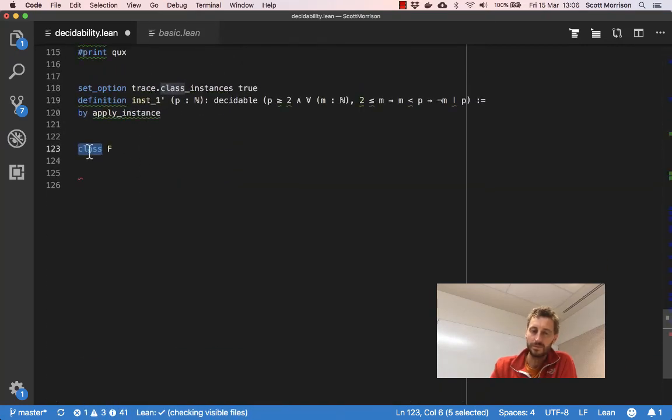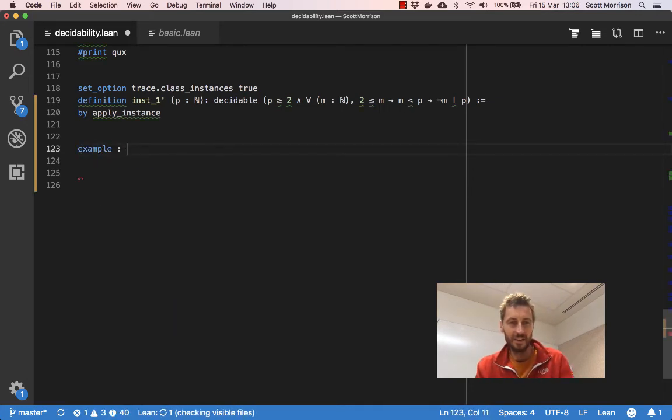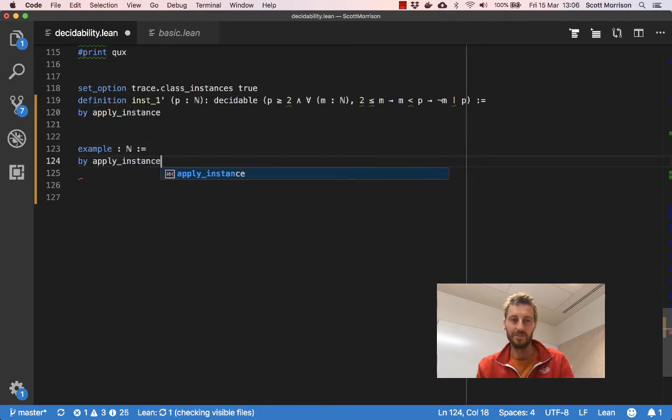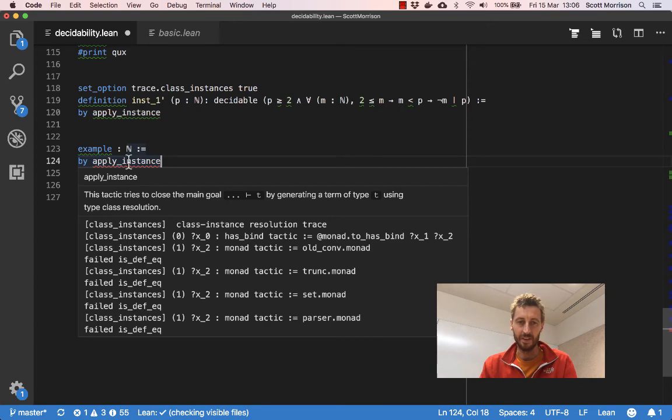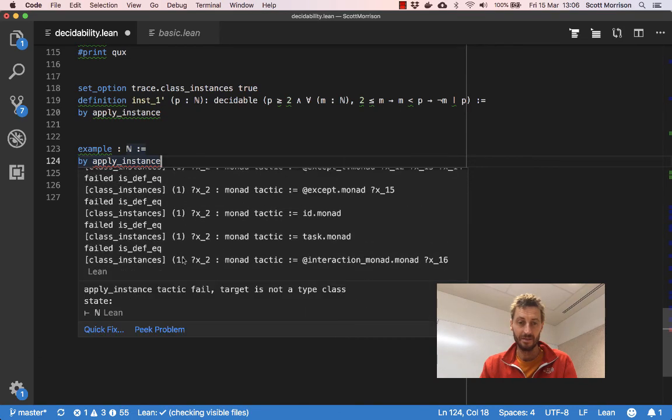Lean will only... Oh, are you about to tell me it's just going to do it anyway? Let's try it. Let's try and produce a natural number by apply instance. See what it says. Okay. And it says, I tried. Oh, no, it says I didn't even try. So the target is not a type class.